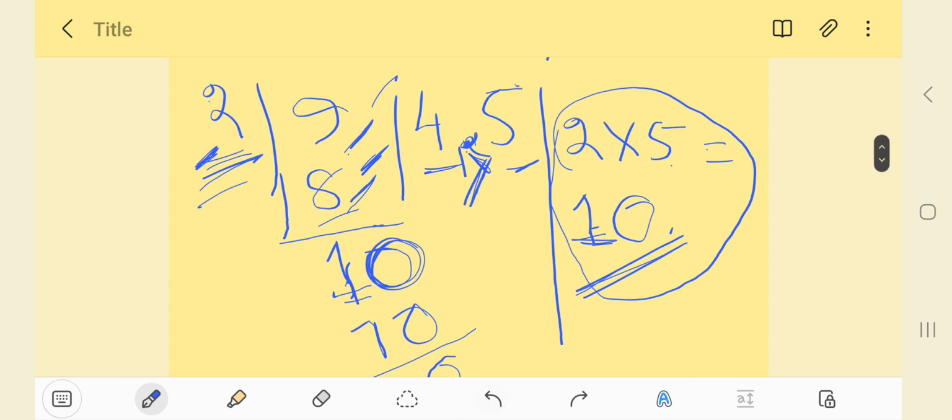Then we started the times table to count how we can get 10 by multiplying by 2. So earlier we have seen 2 times 1, 2 times 2, 2 times 3 in the times table.